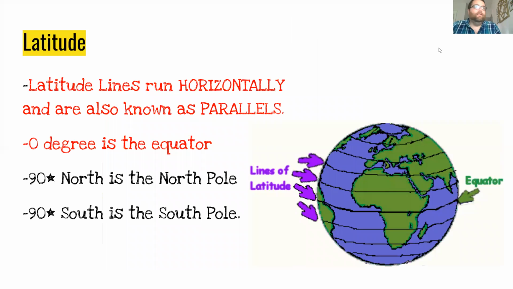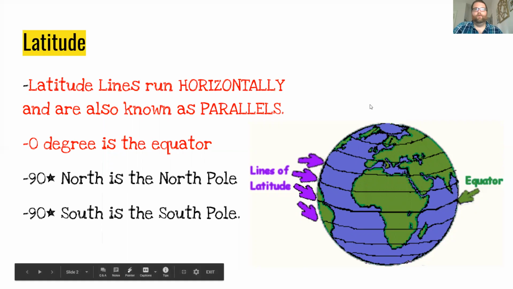So let's talk about latitude. Latitude lines run horizontally and are also known as parallels. 0 degrees is the equator, that's right in the middle, and it's the longest latitude line. 90 degrees north is the North Pole, and 90 degrees south is the South Pole.